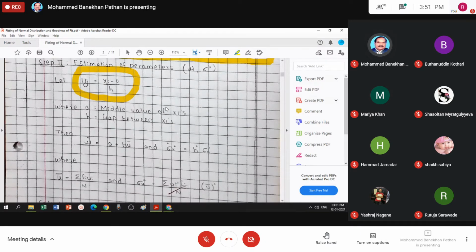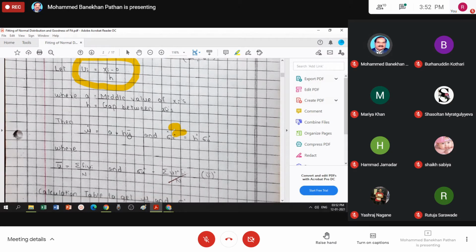After defining u_i, we get mu cap, the value of parameter mu. When I put a cap, it is the value a plus h times u bar. And sigma square x equals the square of h times sigma square u. So with the help of these two, you can estimate the parameter mu and parameter sigma square.